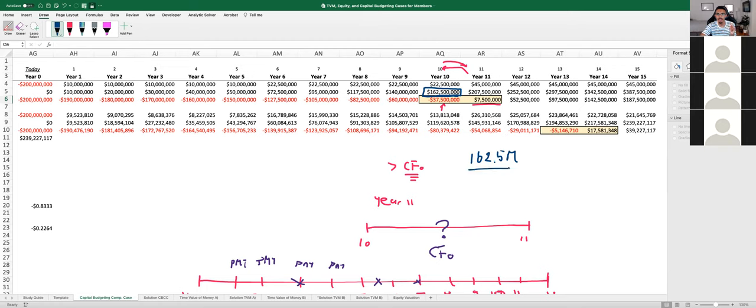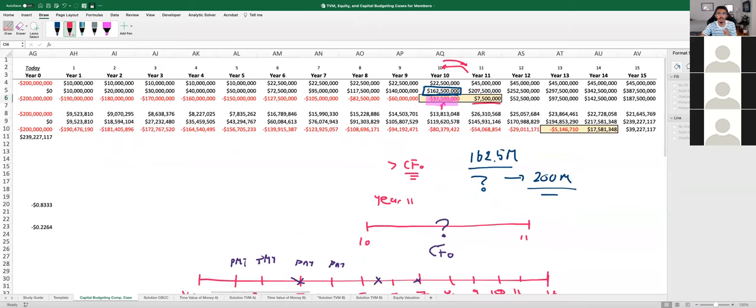So how much money are we missing to attain our goal of $200 million? Can you tell me? How much are we missing to get there? The 37 and a half. There you go. Amazing stuff. So we're missing $37.5 million to attain our goal. But we do know that we're making $45 million within all of year 11. Within all of year 11, we know we're making that much. Is that clear?